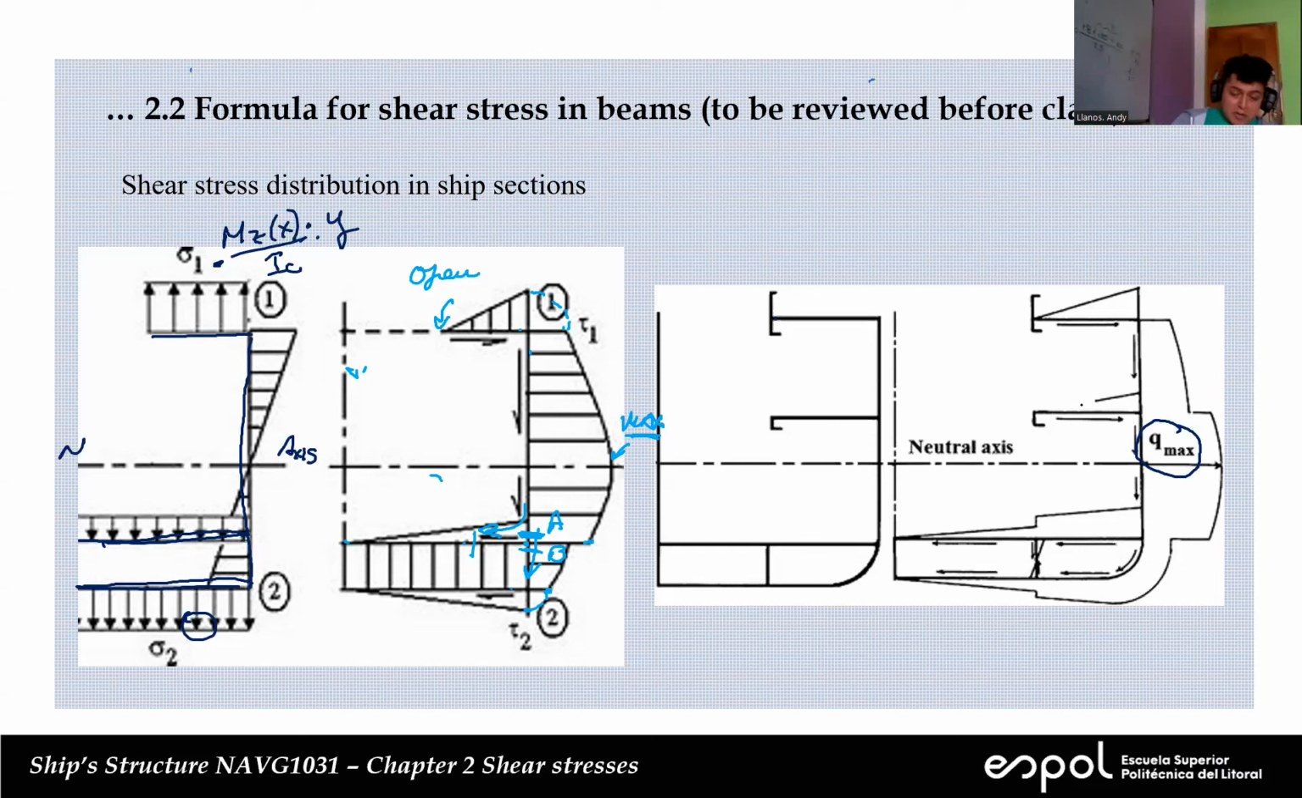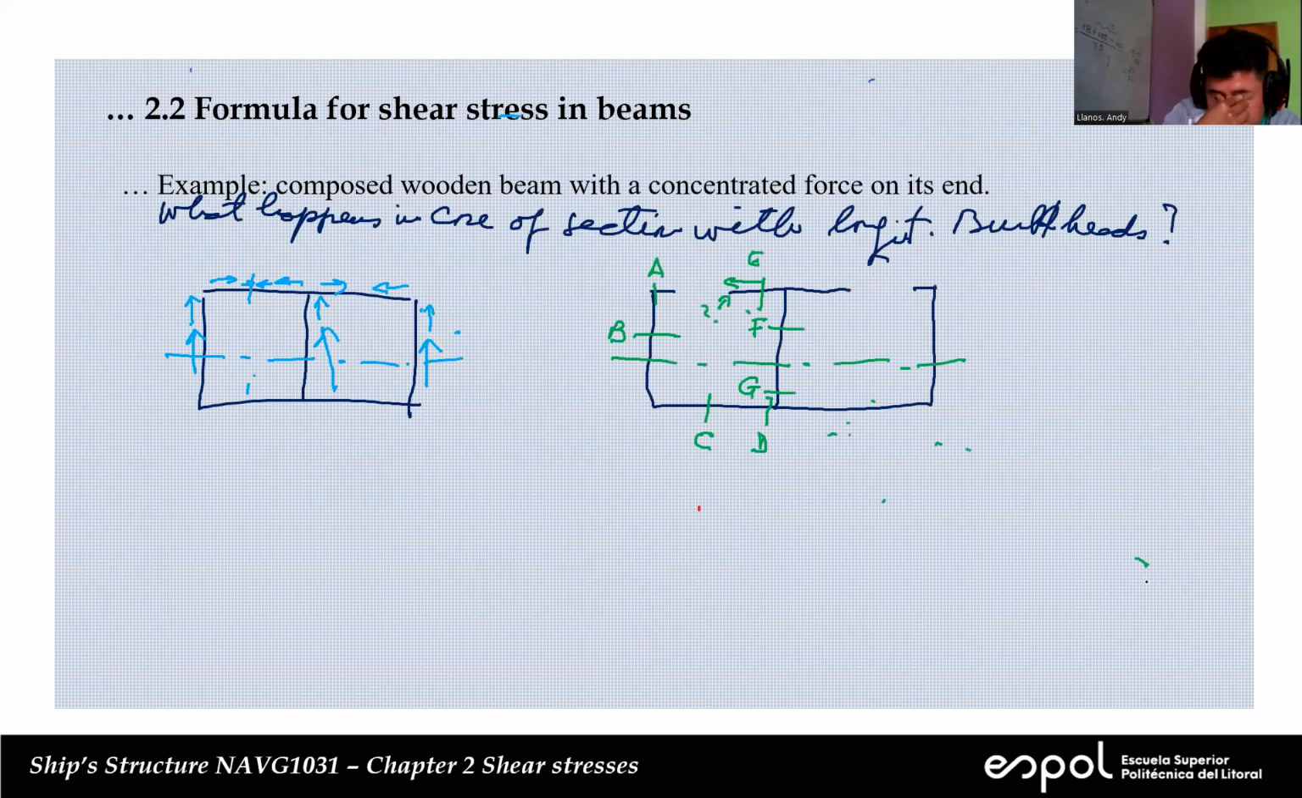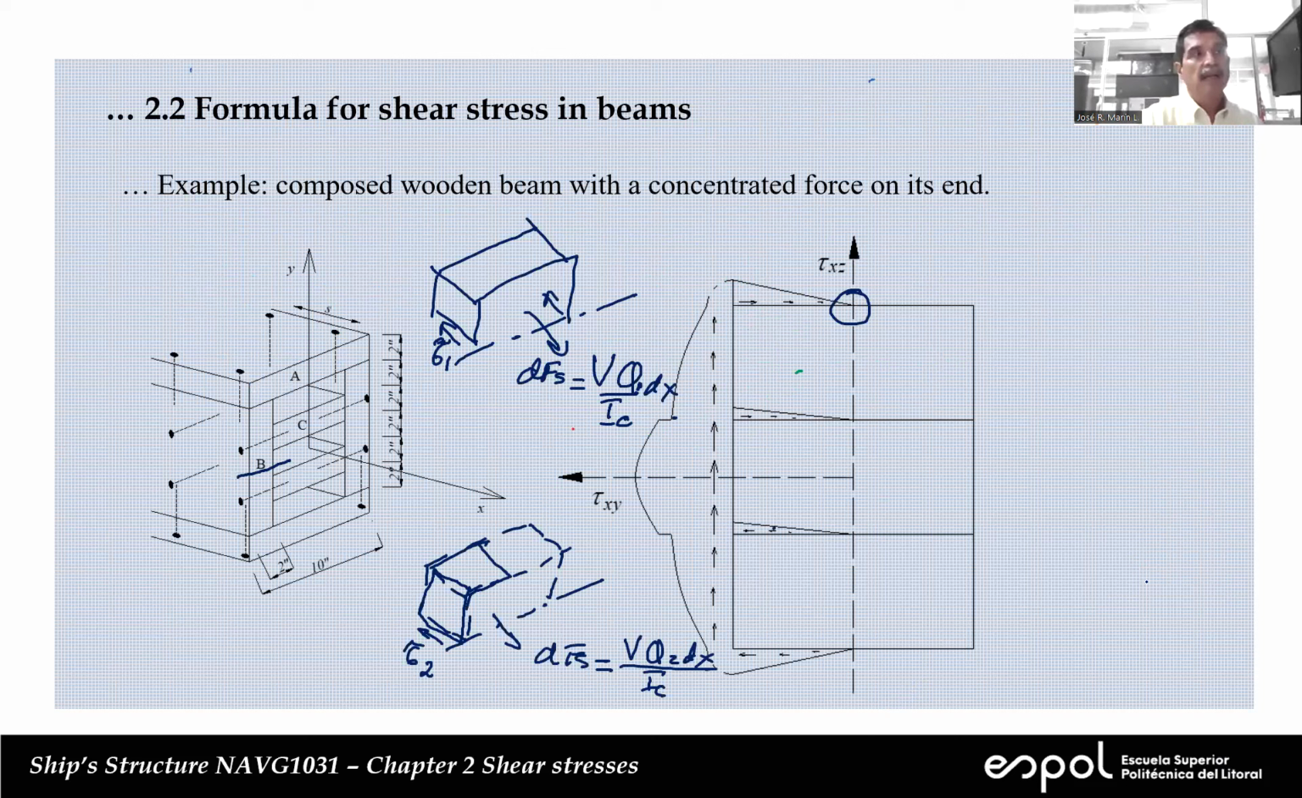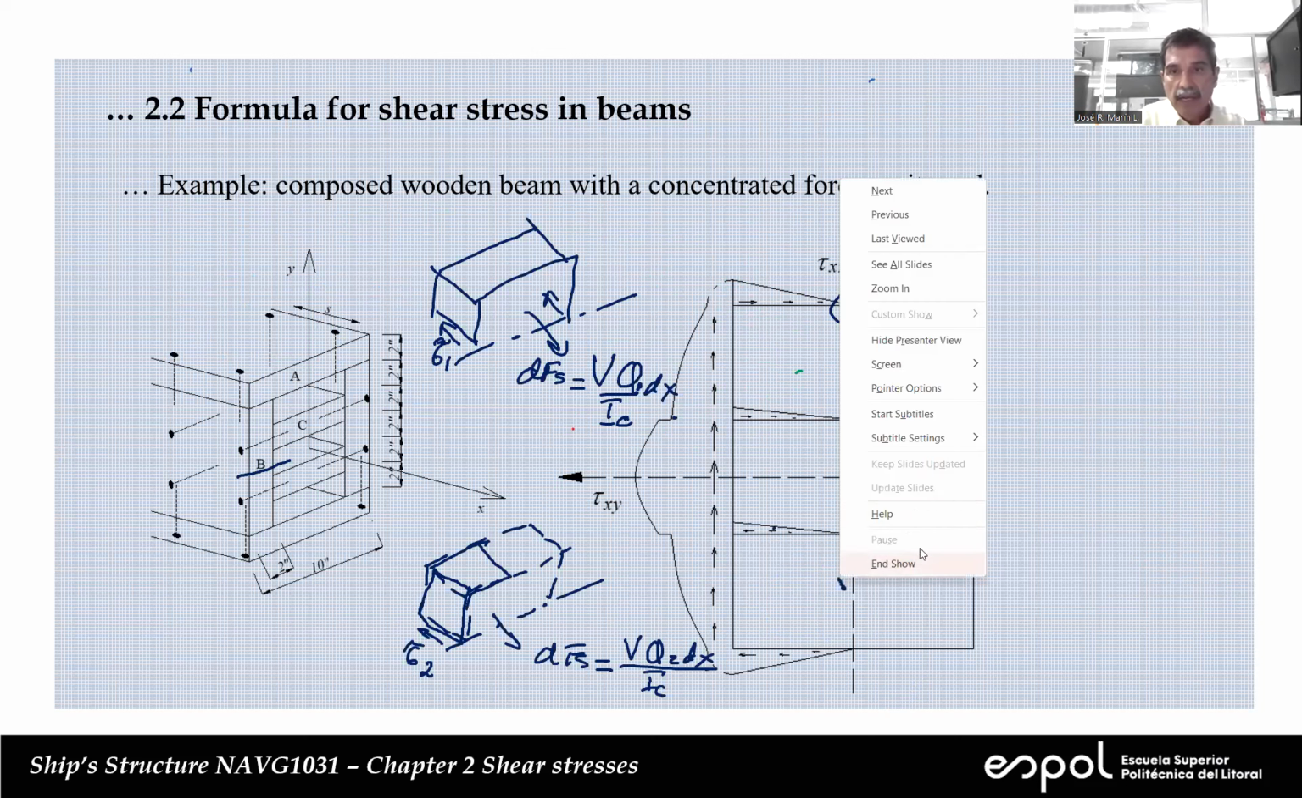Doctor, I have a question. Yeah, go on. In this case, is it only one t for calculating the shear stress? Yeah, we're only considering one side. No, you have to be careful. That's why the problem here is the large Q.